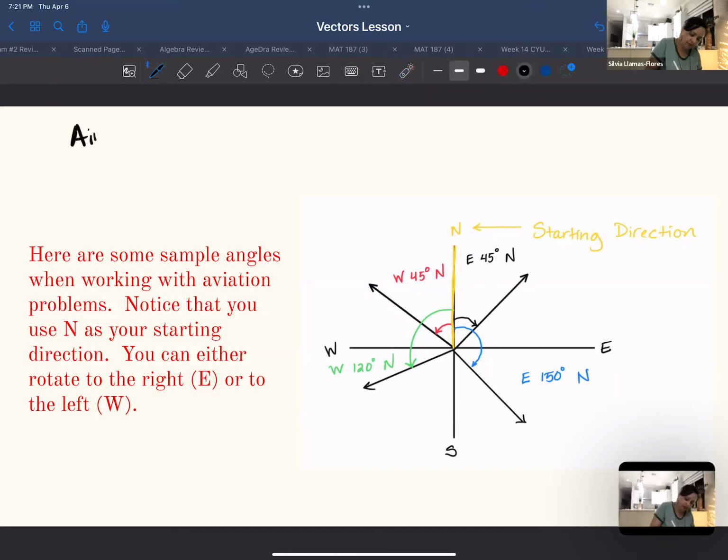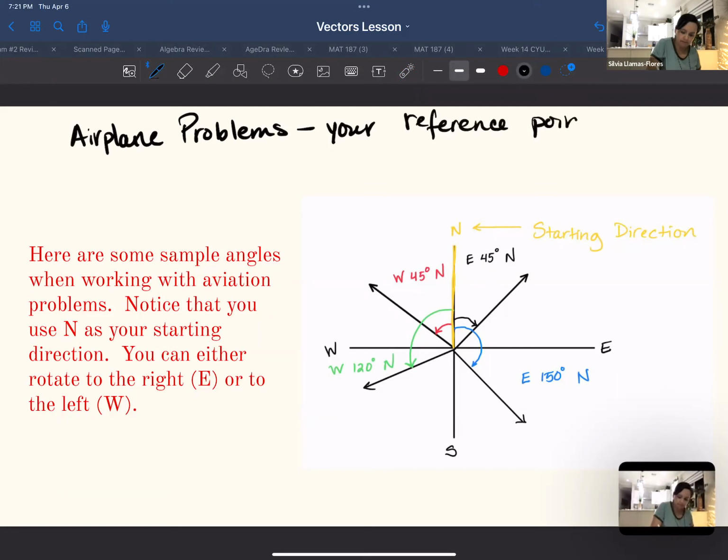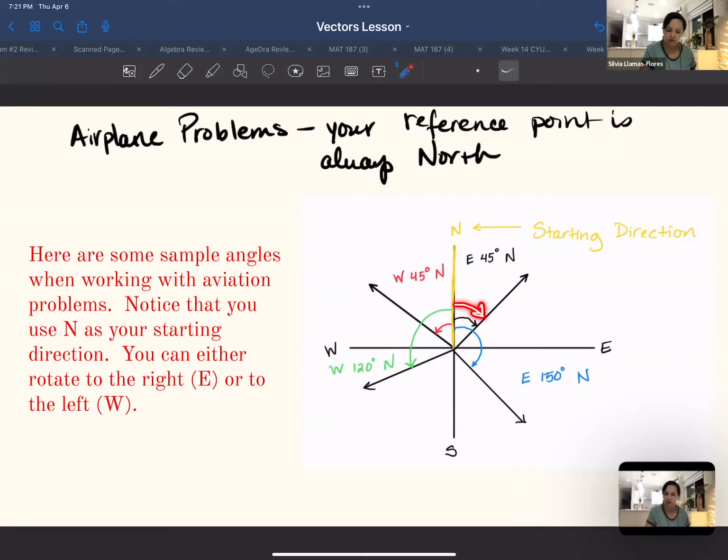So for airplane problems, your reference point is always north. So in other words, I'm always going to start here. That's my starting direction. So if I move this direction, it's important that you understand notation.